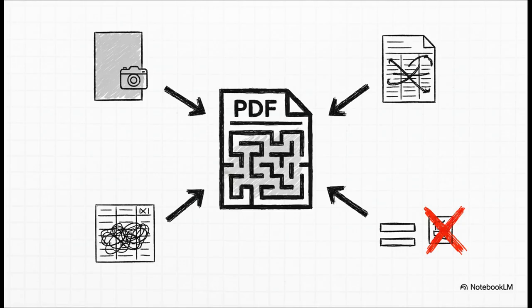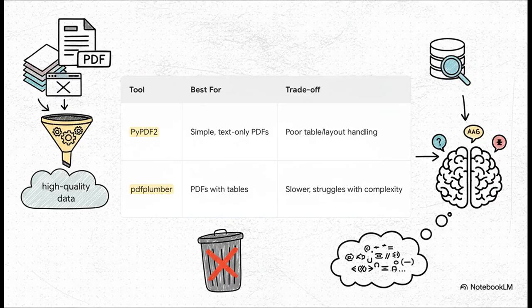Some of them are just images of text, which means you need something called optical character recognition, or OCR. They can have these insanely complex tables and multiple columns that are a total nightmare to parse. Plus, you have to filter out all that noise like headers, footers, and page numbers. So where do you even start?